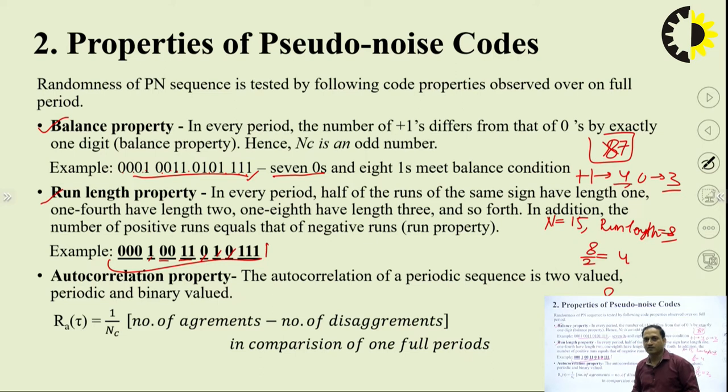And then 1/8 have length 3. In that, 1/8 is the one run which is of length 3. We can see here, anything which is of length 3, we have added 1 here, right? So in this, only this one is of length 3, right?